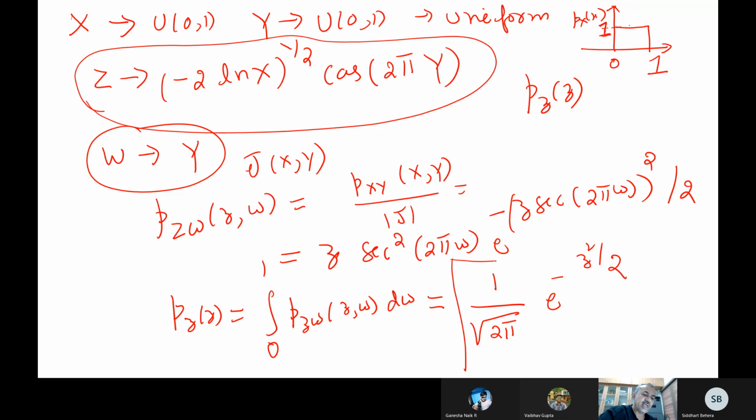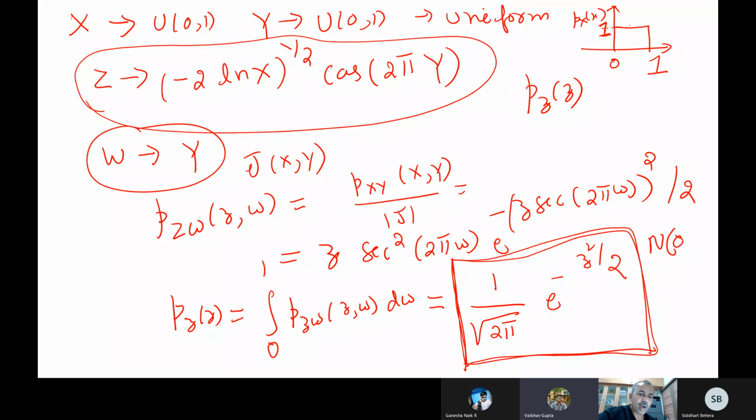Now you tell me, what is this density function? What are you getting here? See this and tell me, what is this density? 1 by root of 2 pi multiplied by e to the power of minus z square by 2. It is Gaussian. It is a Gaussian density. What is the mean value? Mean zero, standard deviation 1. Excellent.